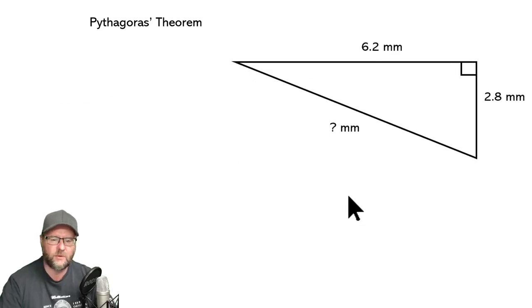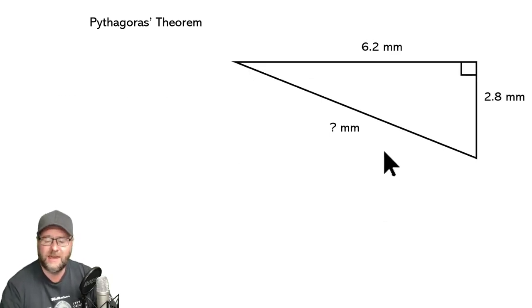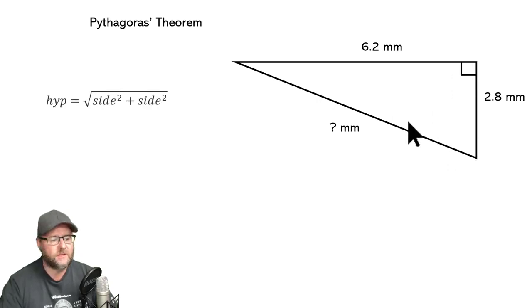Let's do one more example, this time with some decimal values, but the maths is exactly the same. The process is exactly the same, even though the numbers look a little bit uglier. We've got a right angle triangle because I've got my right angle symbol. This is my hypotenuse. It's the longest side opposite the right angle. So I'm going to use that same formula.